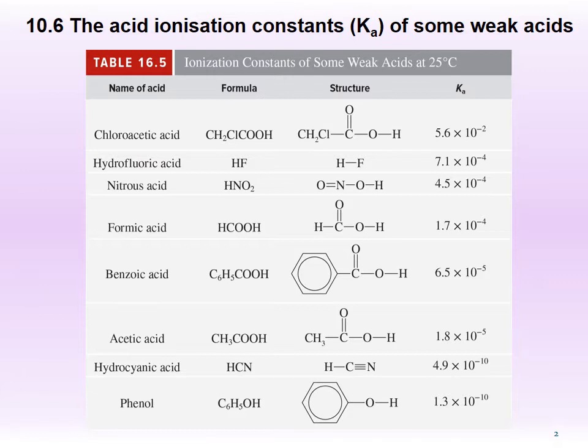Notice too that the Ka value of phenol is much smaller than the Ka values of the carboxylic acids. Take this as evidence to support the idea that phenol is less acidic than carboxylic acids in Chapter 6.